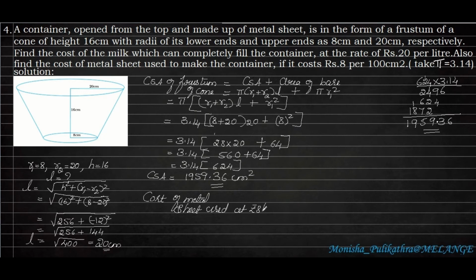Okay, at 8 rupees per 100 centimeter square. So per 100 centimeter square 8 rupees has been used. So for 19,059 centimeter square, how much is the entire value of this container? Okay, that we have to find out.